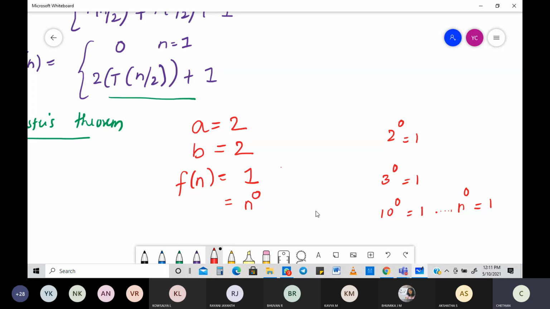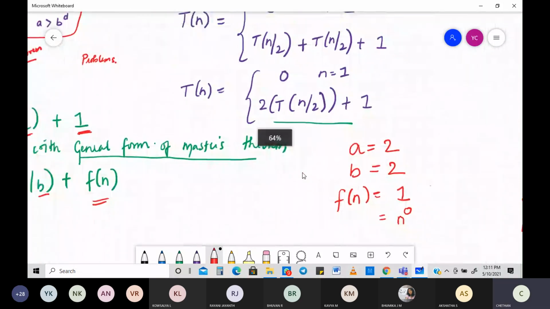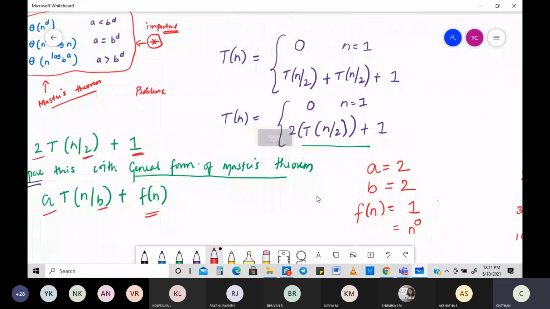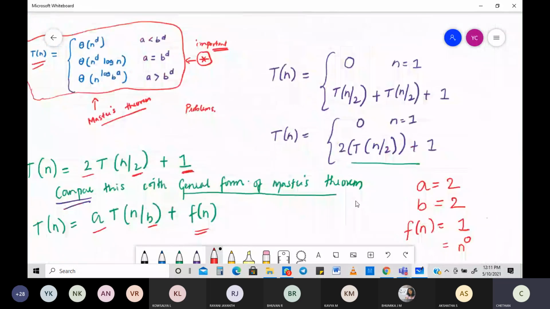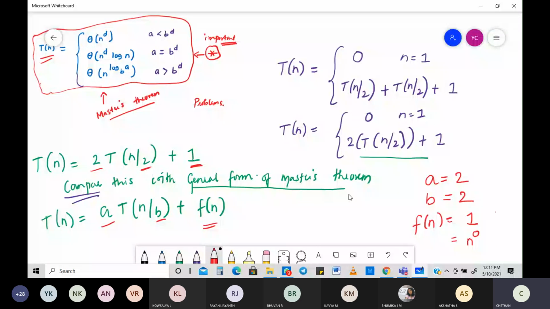Can I write this? n to the power of 0 is nothing but equal to 1. Now, what is the most important part here? I need to put all these values in terms of my Master's theorem. Where is my Master's theorem? Here, the one which you see right here. I'll write it once again so that it will not be a problem.